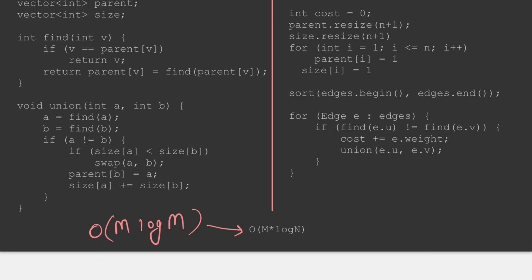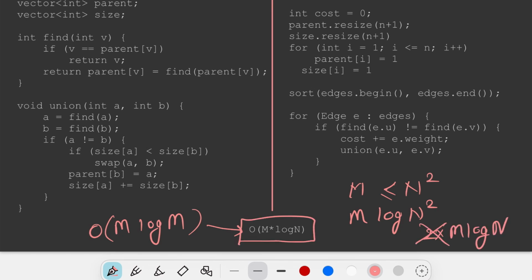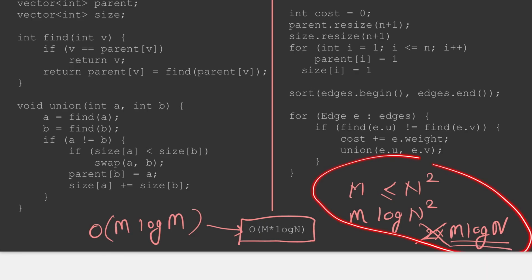But our sort operation will take m log m. Then why have we written m log n? Let's try to understand that. If you observe carefully, see, our m represents number of the edges. Number of the edges at max will be n square. I can write m log n squared. That means I can write 2 into m log n. That's why we have final time complexity as m log n. I hope this is clear.